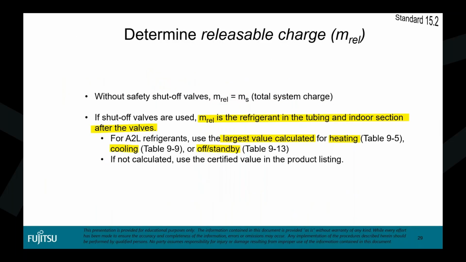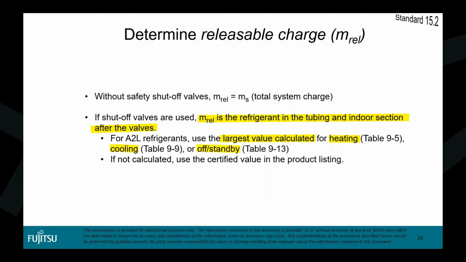Then to determine MREL, they call it MREL, which can be the same as MS, the system charge that we looked at earlier. Most likely in residential systems, you don't have this, but you could put in shut-off valves, solenoid valves basically, somewhere in the circuit. That would shut off in case you have a leak. Then only a part of that circuit would leak out, and that could be a way to limit the amount that would leak out.